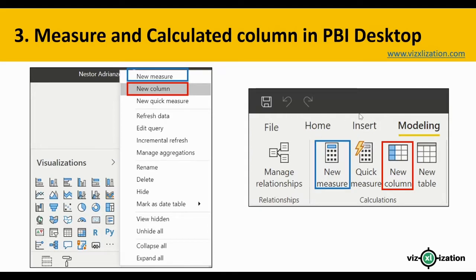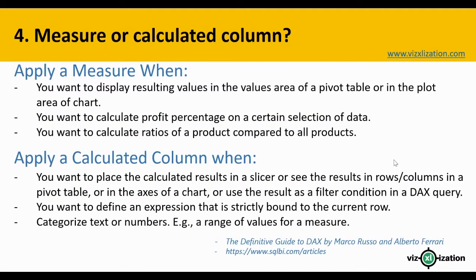If you go to the modeling part, you have 2 options. The one on the left says new measure. If you want to create a measure, you have to select this one right here. And if you want to create a new column or a calculated column, of course, you have to select new column. That's how it works in Power BI Desktop. And now let's go to the next slide. Now we have to solve this question.